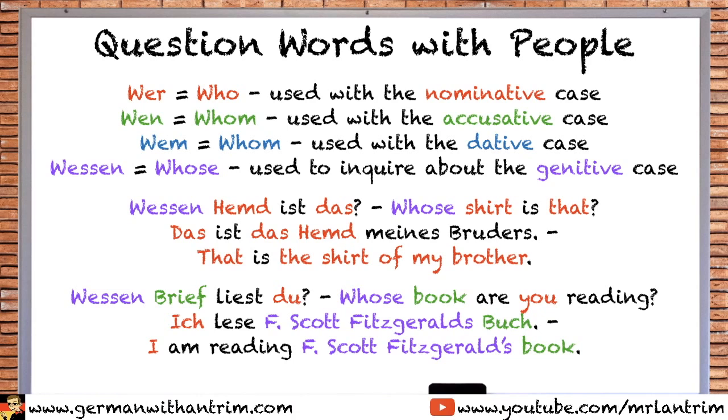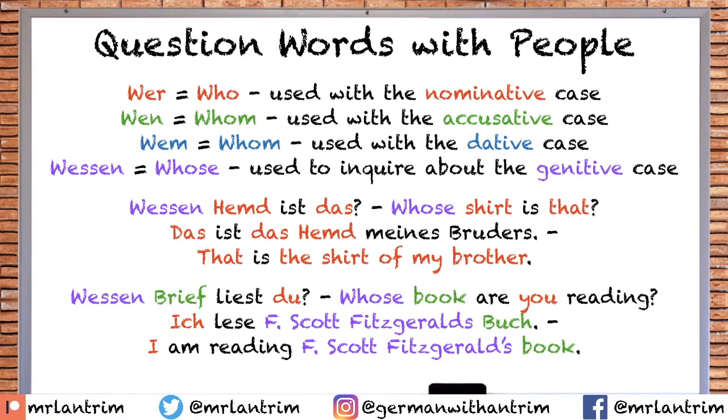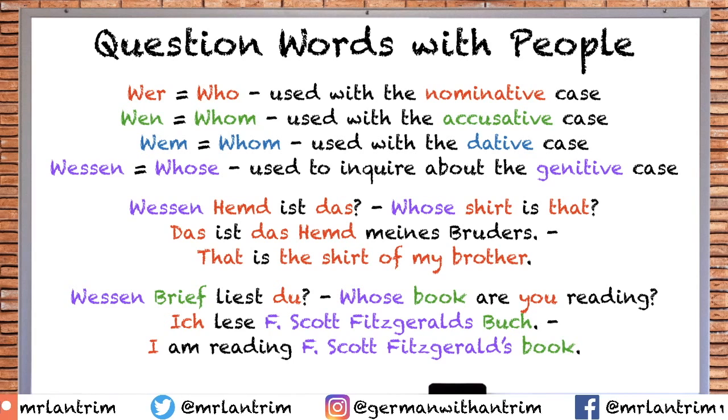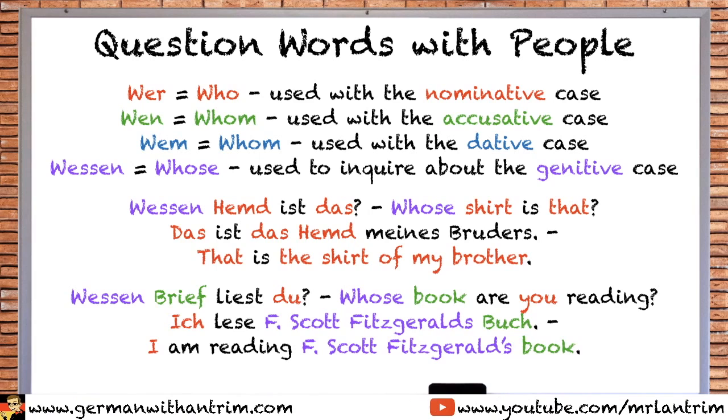Now, it is not important that you know that the word wessen is genitive. It is only important when you get to the genitive case used in the answer to those questions, because when you replace the question word wessen, you should be replacing it with something that is genitive. So, for instance, wessen Hemd ist das? Whose shirt is that? Das ist das Hemd meines Bruders. That is the shirt of my brother.